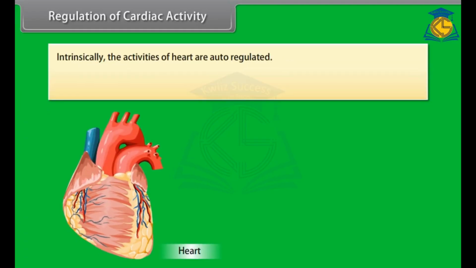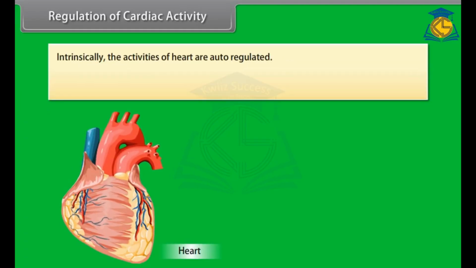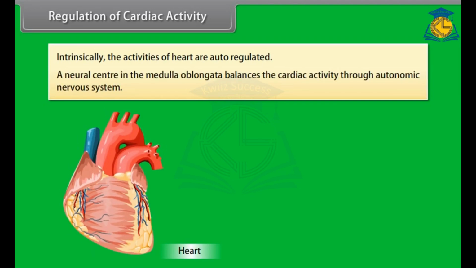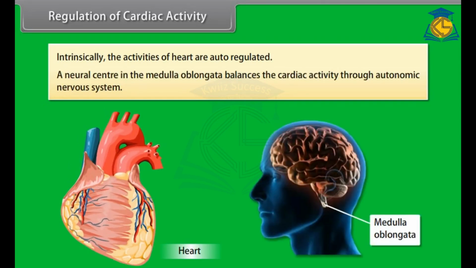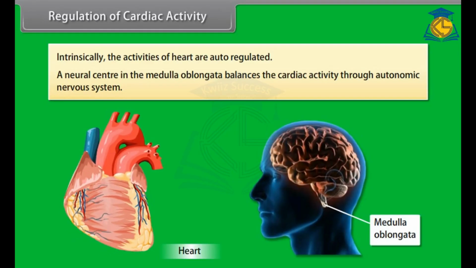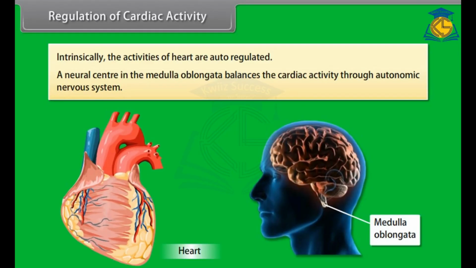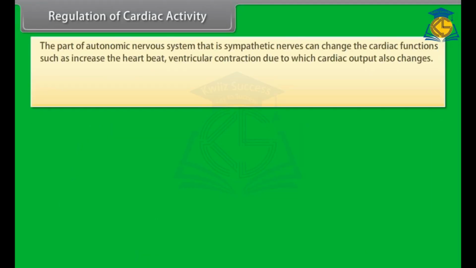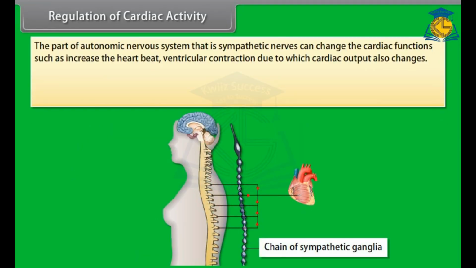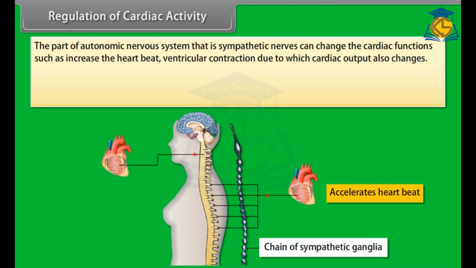Regulation of cardiac activity. Intrinsically, the activities of the heart are auto-regulated. A neural center in the medulla oblongata balances the cardiac activity through the autonomic nervous system. The sympathetic nerves, part of the autonomic nervous system, can change cardiac functions, such as increasing the heartbeat and ventricular contraction, due to which cardiac output also changes.